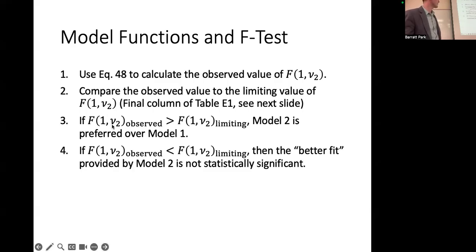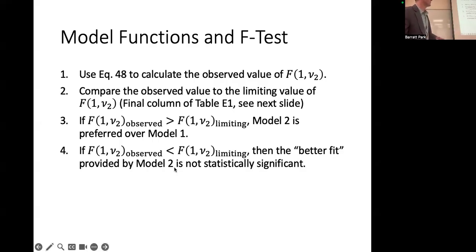And if the observed F value is greater than the limiting F value that you look up in the table, then model 2 is going to be preferred over model 1, right? So including the extra parameter is going to be statistically justified. If the F value is less than the limiting F value, then even though you get a smaller value of sigma, right, your fit is better, you probably shouldn't include that extra parameter because it's not really statistically justified by the data.